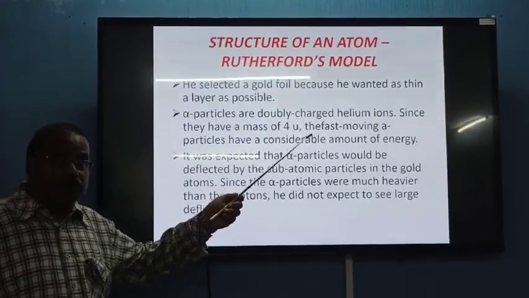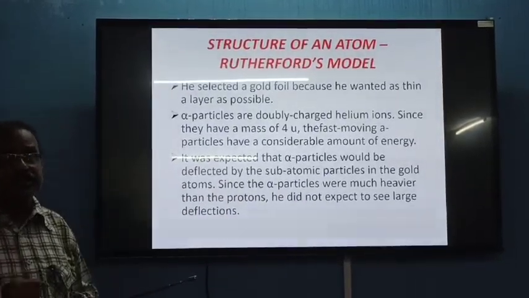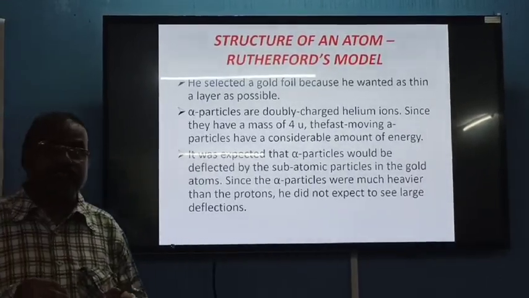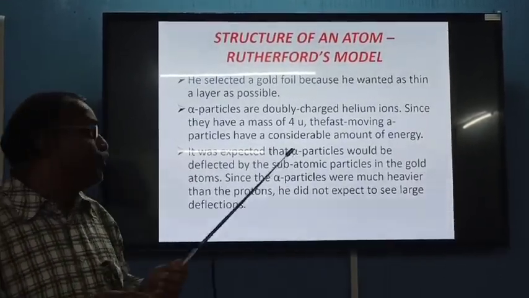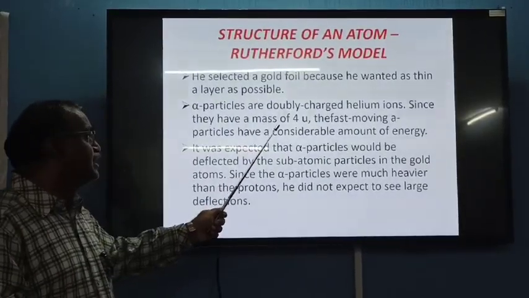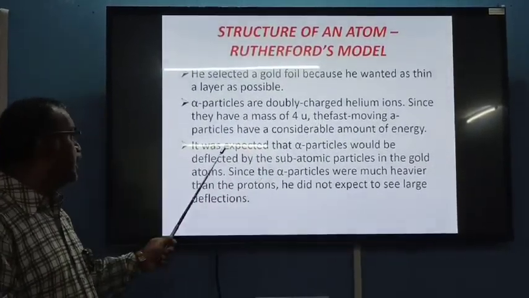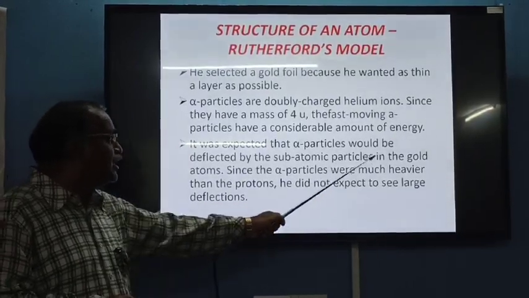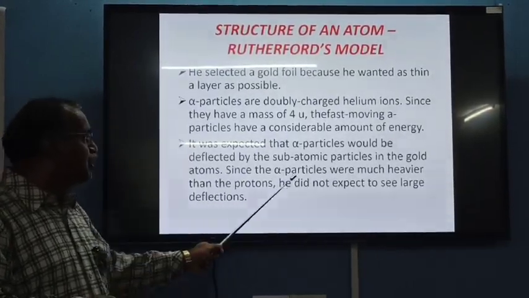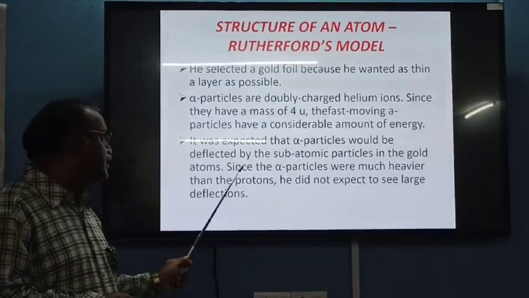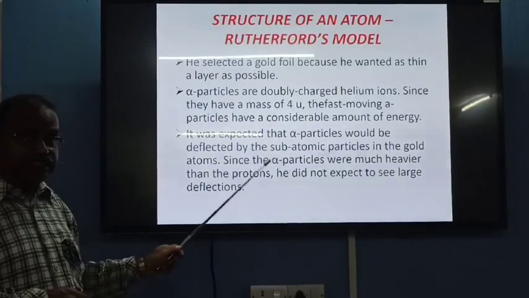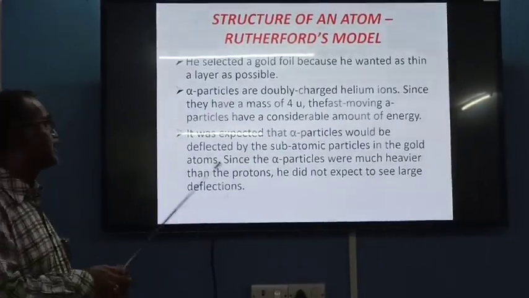Why 4 units? It is somewhat heavy, so it can go through the atom also if necessary. So for this he took one gold foil and the other, alpha particles. It was expected that alpha particles would be deflected by the subatomic particles in the gold atoms. Since alpha particles were much heavier than the protons, he did not expect to see large deflections. Thinking in such a way, he started his experiment.